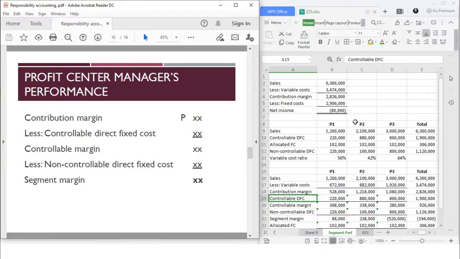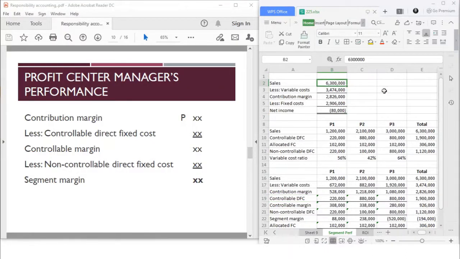So, we have here an example na you are given sales of 6,300,000, variable cost of 3,474, contribution margin of 2,826, we have fixed cost of 2,906. So we have a net income or net loss of 80,000. Now, kana siya is makita siya sa imuhang income statement. However, the company operates 3 product lines which have the following related data. So, kani daw ang data sa imuhang organization.